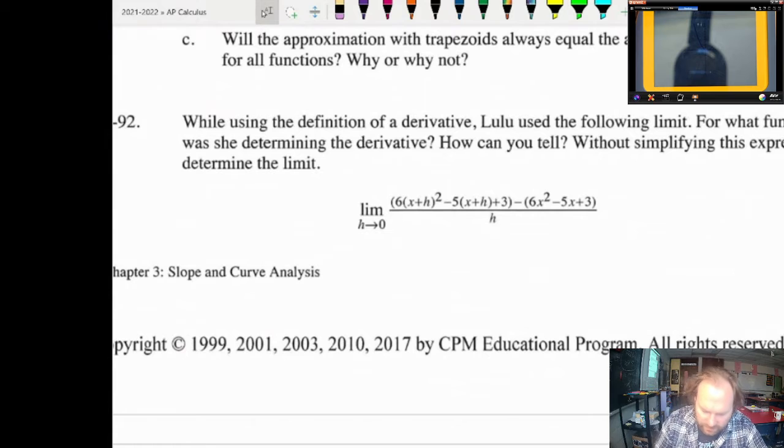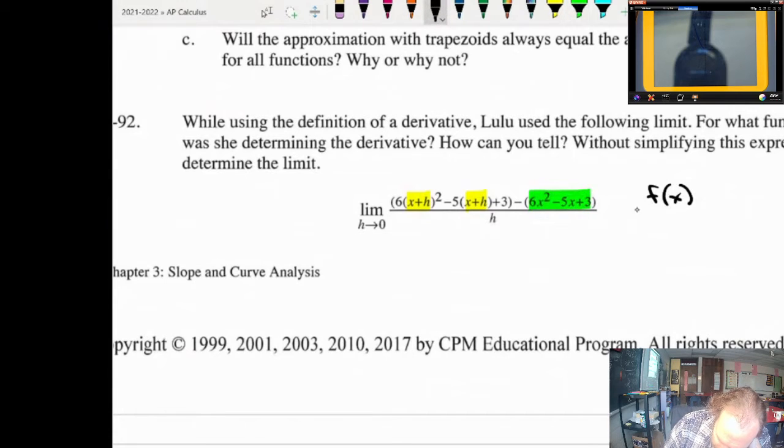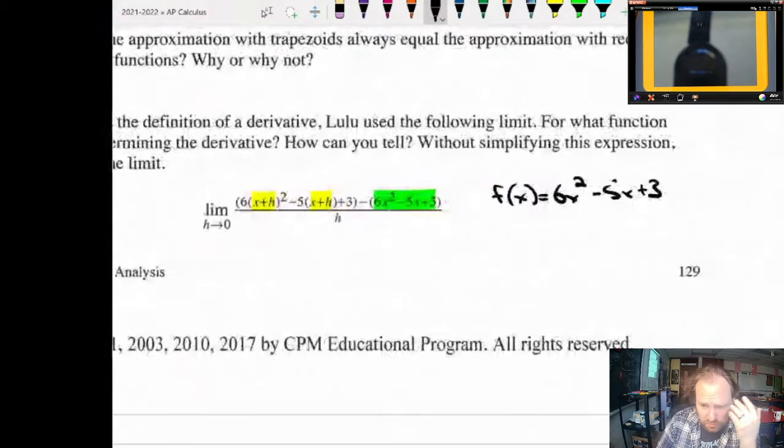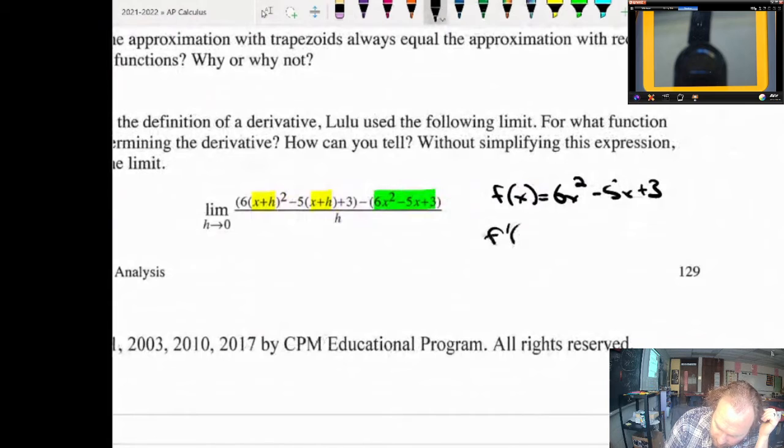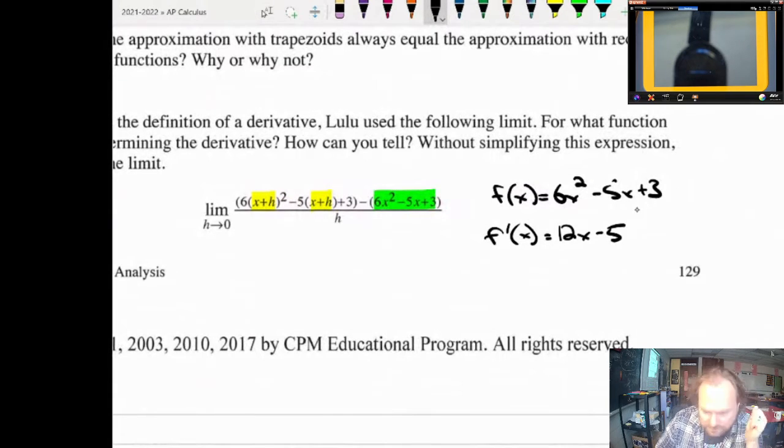Okay, so way back in this problem, what we were supposed to notice is that she was just doing 6 times x squared minus 5 times x plus 3, which you also see right there. So the takeaway on this problem was that f of x is equal to 6x squared minus 5x plus 3. Of course, once you know that, the derivative is incredibly easy to find because you can just use the power rule. F prime of x is 12x minus 5.